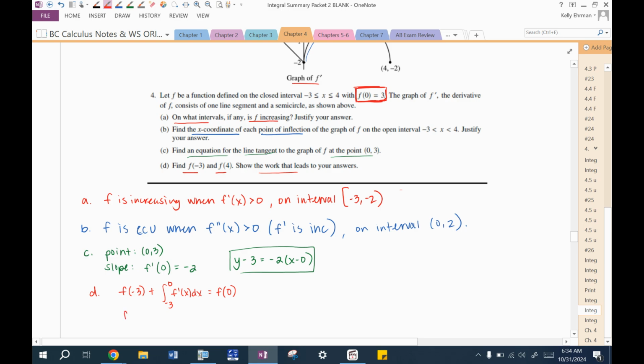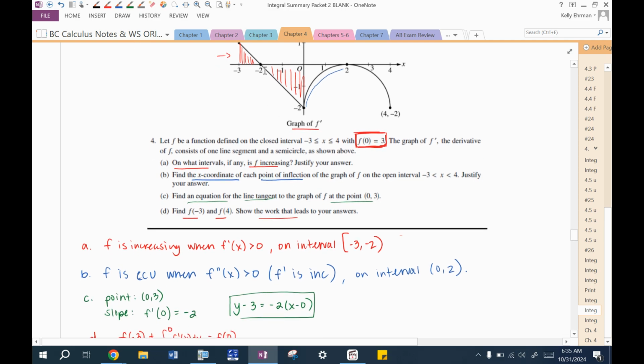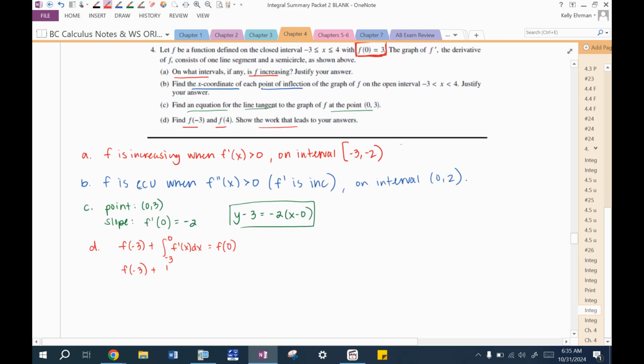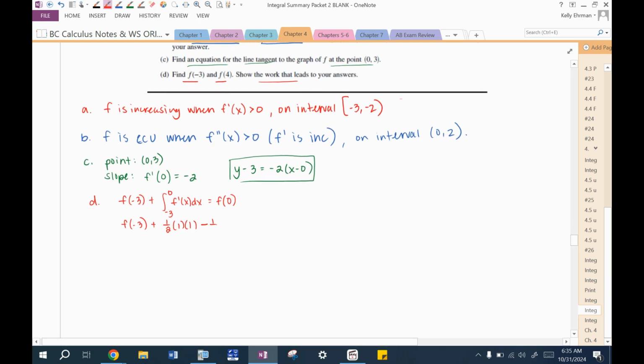F of -3, we don't know. Let's find this area here. So from -3 to 0. So here's -3 up to 0. So, okay, this area is going to be 1/2 times 1 times 1. And then we're subtracting the other area. It's negative 1/2 times 2 times 2. And that's equal to f of 0, which we were given as 3.